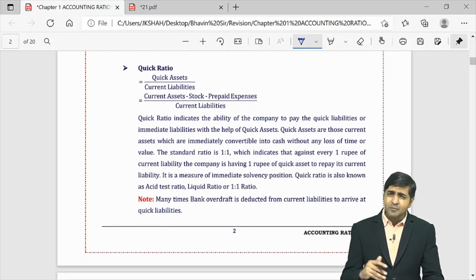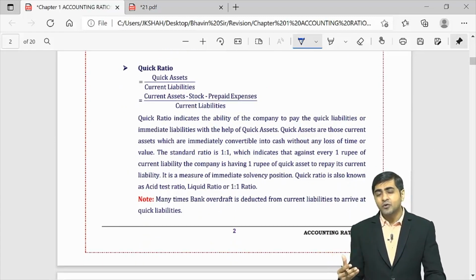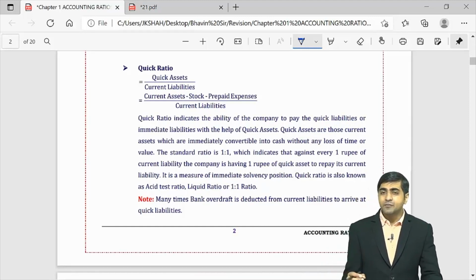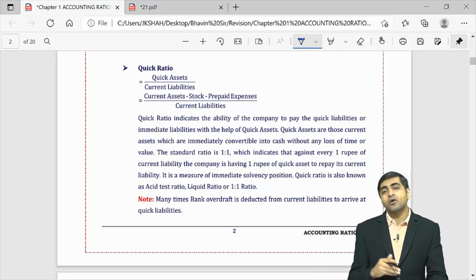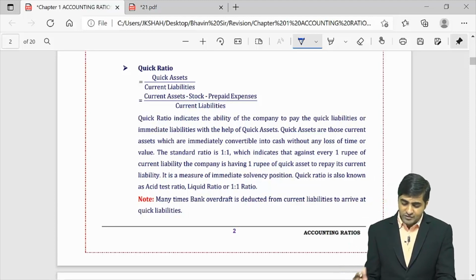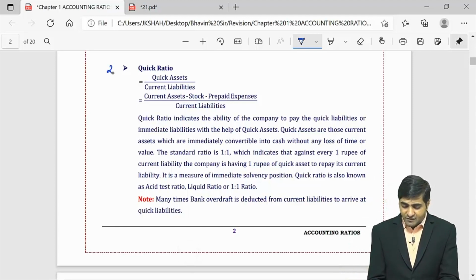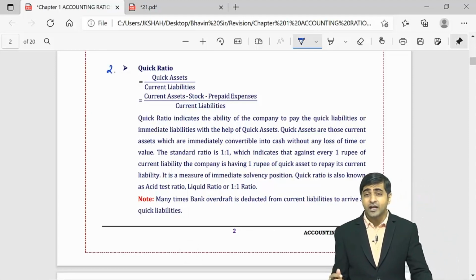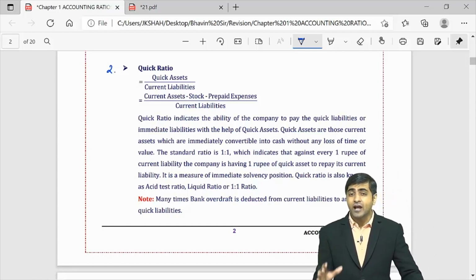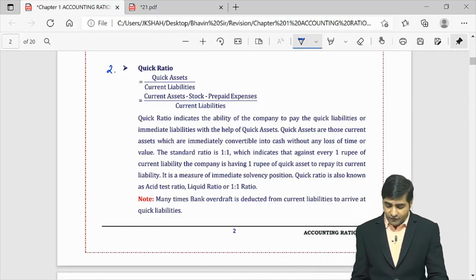Guys, if this ratio is tremendously high, then you can put it like this, that there is inefficiency in utilization of funds. And if suppose this ratio is lower, then we can also say that there is lack of short-term solvency with the particular company, right? So the standard ratio for this particular ratio is 2:1. Then guys, we have something called the quick ratio, where we are going to take quick assets upon quick liabilities. Guys, quick assets are those assets which can be immediately converted into cash without loss of time or value.